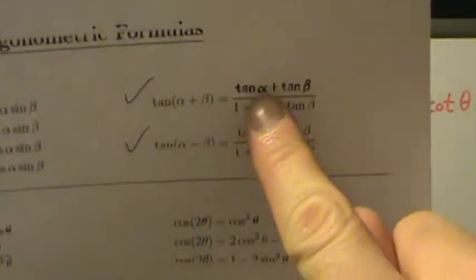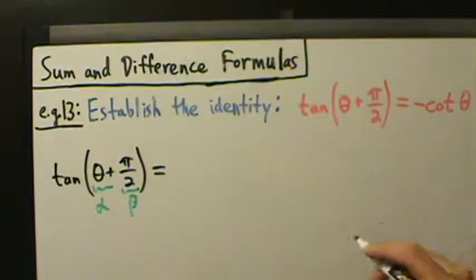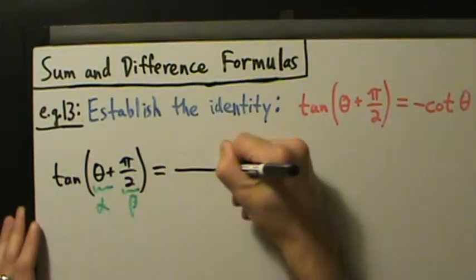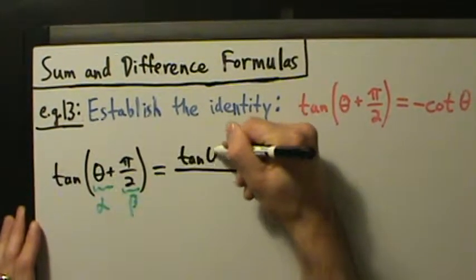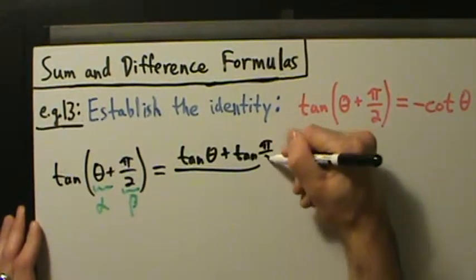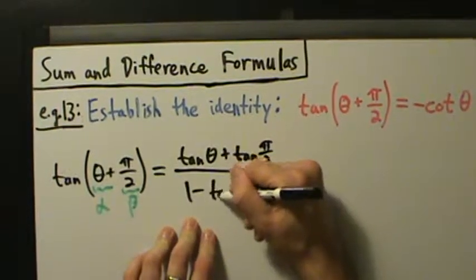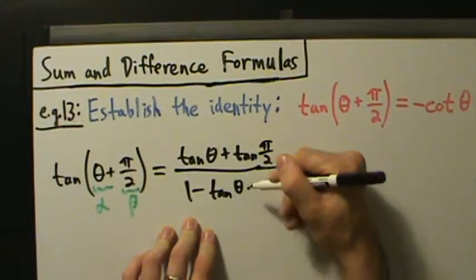So tangent of alpha plus beta is tangent alpha plus tangent beta, all divided by 1 minus tangent alpha tangent beta. So this is going to be tangent of theta plus tangent of pi over 2, over 1 minus tangent of theta times tangent of pi over 2.